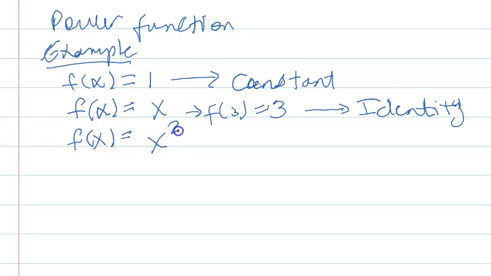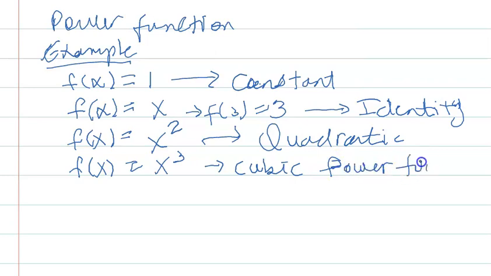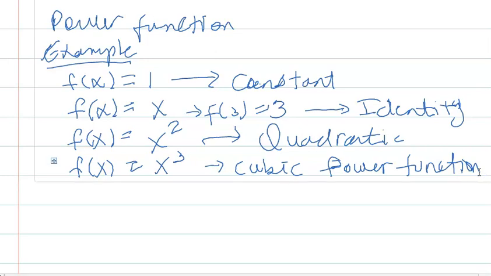Okay. The other one: f of x equals x to the power of 2. What is this called? Quadratic function, or quadratic power function. Okay. Then we have f of x equals x cubed. This is called a cubic function, or cubic power function.